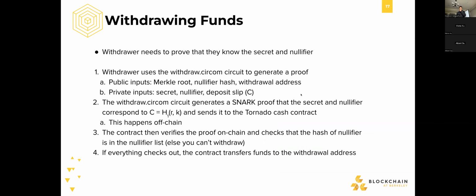All right. Let's quickly talk about withdrawing funds. This is the most interesting part because this is where the ZK stuff comes in. Okay. So let's clean this up a little bit.